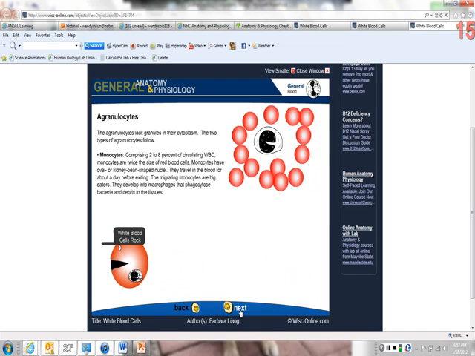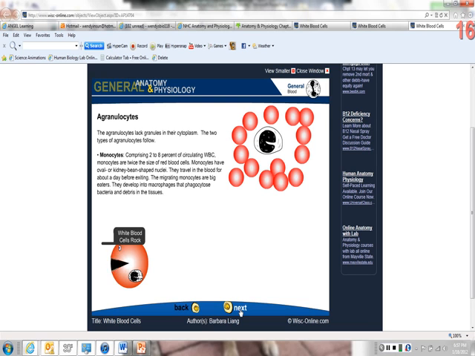Agranulocytes lack granules in their cytoplasm. The two types of agranulocytes follow. Monocytes comprise 2 to 8% of circulating white blood cells. Monocytes are twice the size of red blood cells. Monocytes have oval or kidney bean-shaped nuclei.